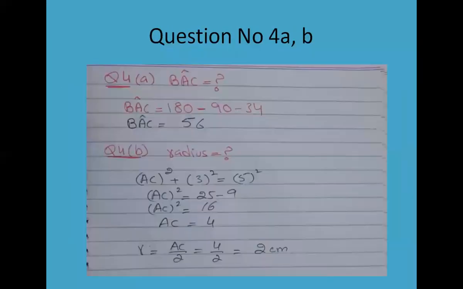Here we go. So the angle BAC will be equal to 180 minus 90 minus 34, and the BAC will be 56 degrees. Question number 4, B part, radius is the question.